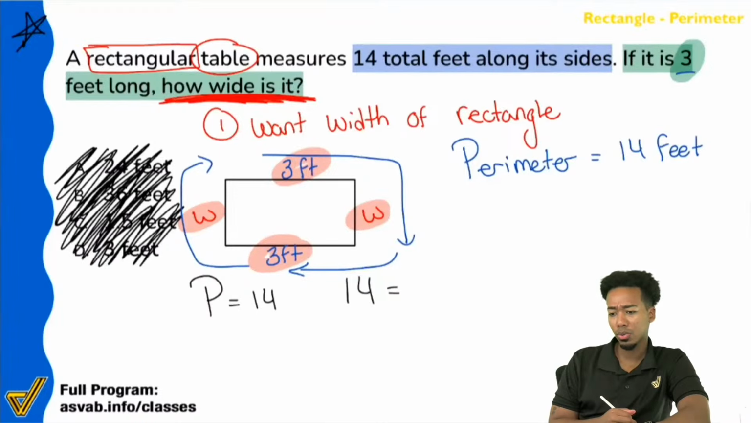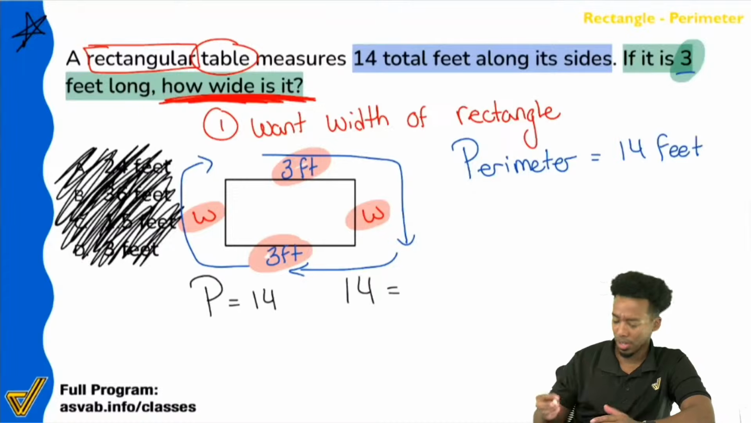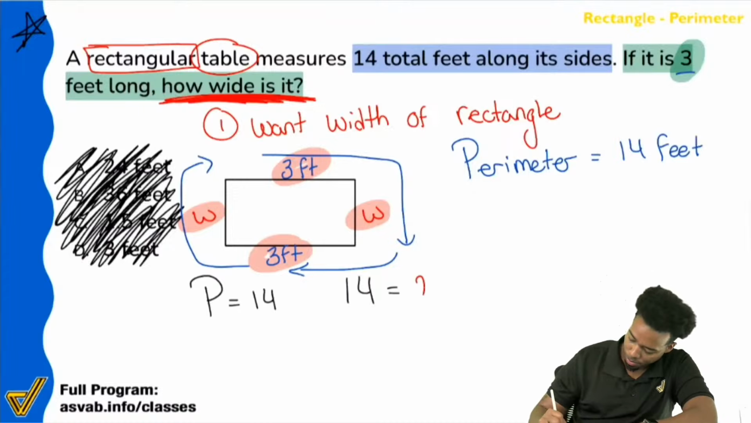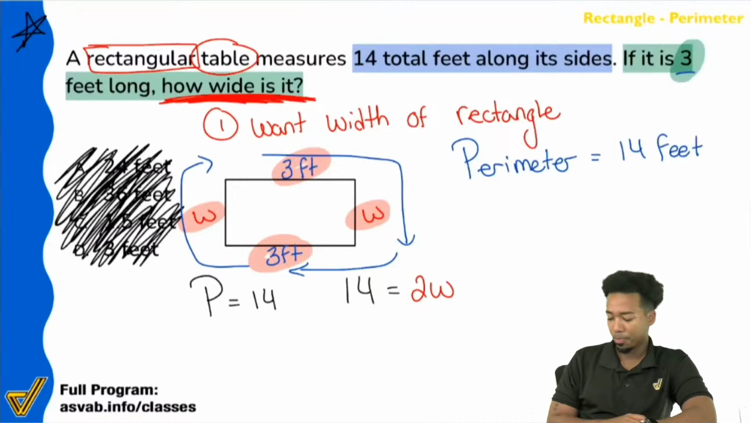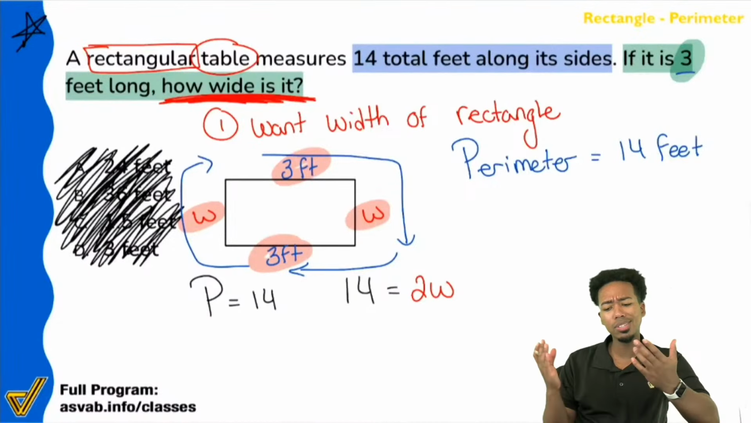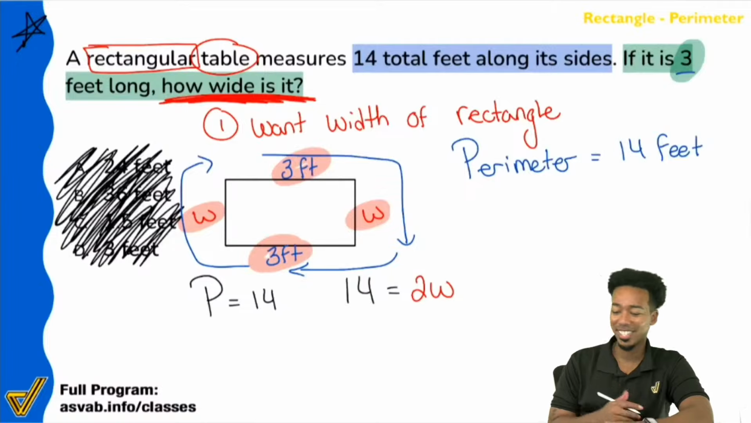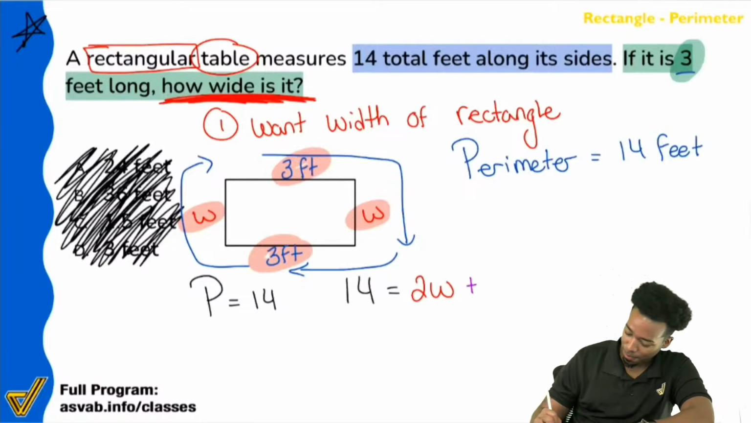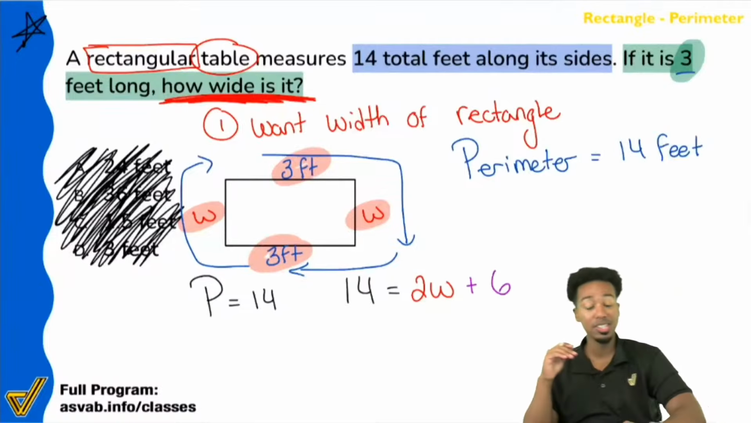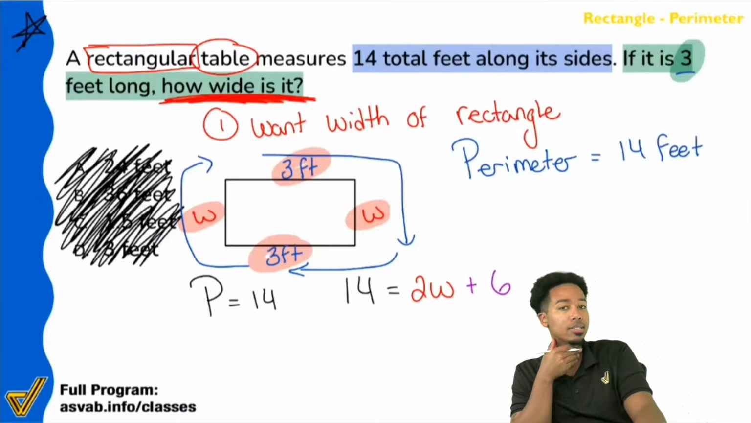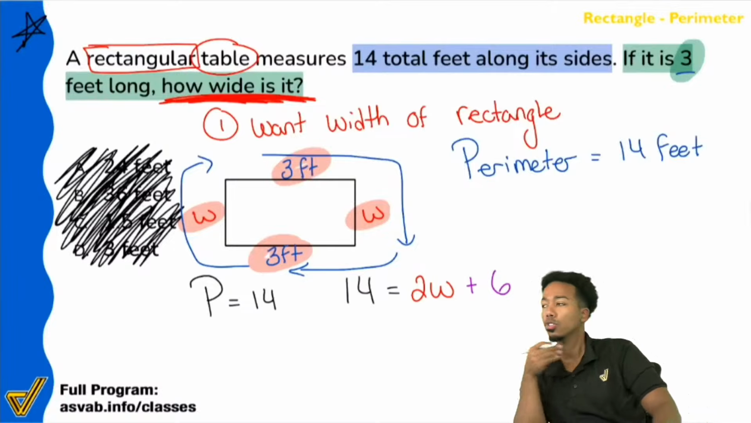Right, that's going to be 2W. 2 W's added together is 2W. And then 3 feet plus 3 feet, what is that going to be? I mean, that's super straightforward, right? Yeah, it's going to be 6 feet. Nice and easy. So we got that going on. And so if you have 2 of those W's plus 6, that's going to give you 14. So this is one way to look at it.